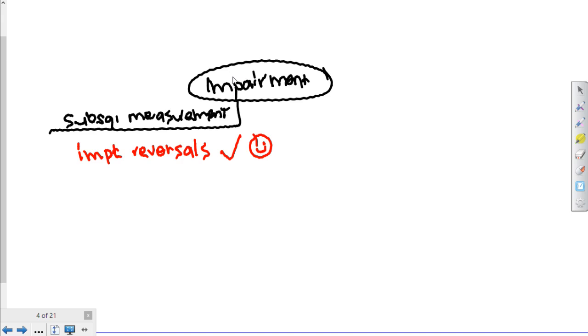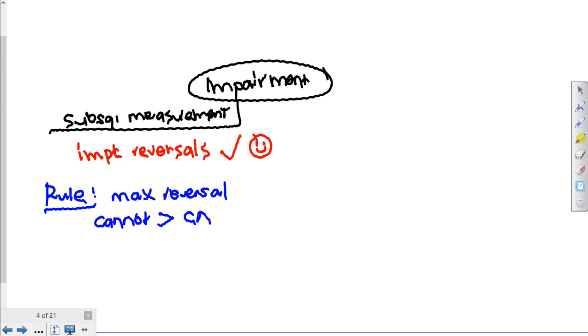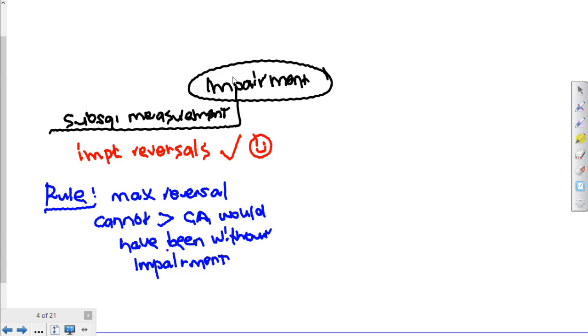And the rule for an impairment reversal is that the amount of the reversal, the maximum reversal, cannot be bigger than what the carrying amount would have been without impairment. That's the maximum reversal that you're allowed to do. What the carrying amount would have been without impairment.